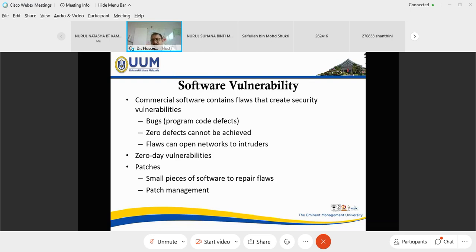The software vulnerability comes from the program coding, and companies like Microsoft fix it with patches. What are patches? Small pieces of software to repair flaws, so we can prevent the bugs. And they have to do patch management, so the operating system can be saved easily.